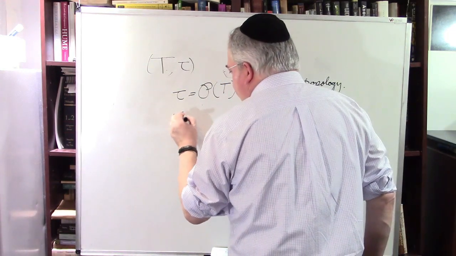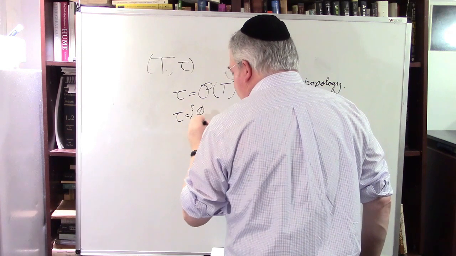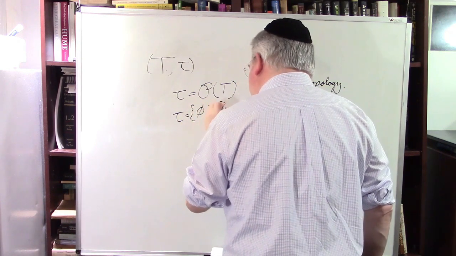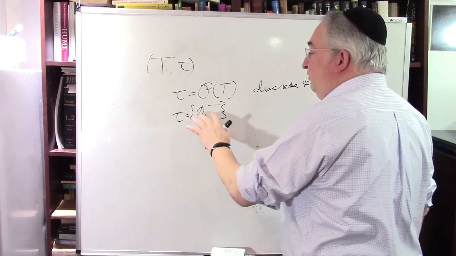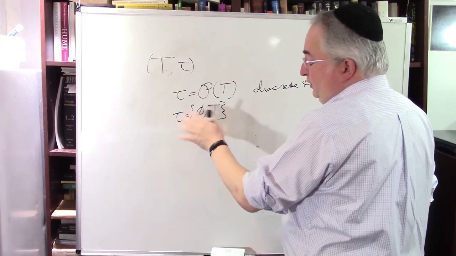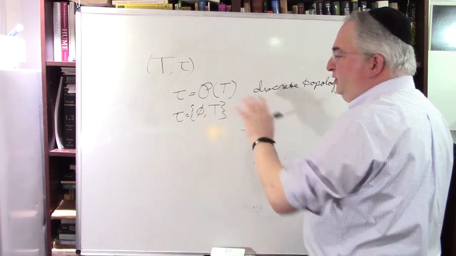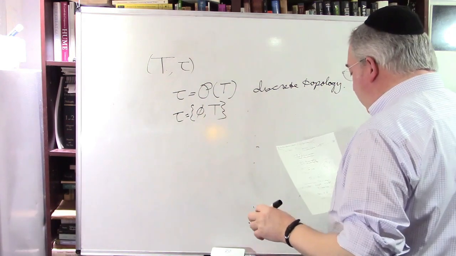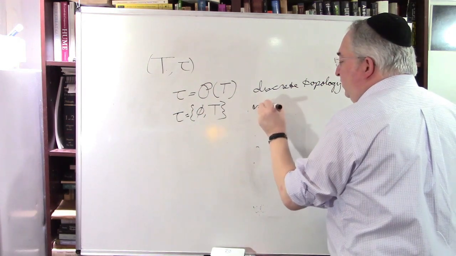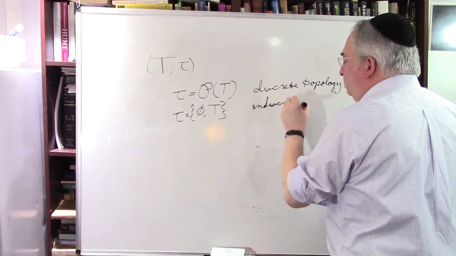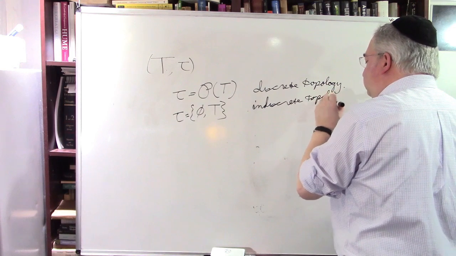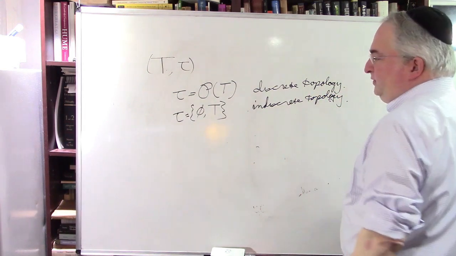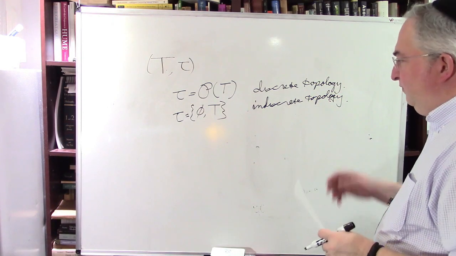And the other one is tau equal to the empty set and the entire set, and nothing else. Turns out that this is closed under finite intersection, it's closed under all intersection, it's closed under union, so that itself is a topology, and this is called the indiscrete topology. So that takes care of that.